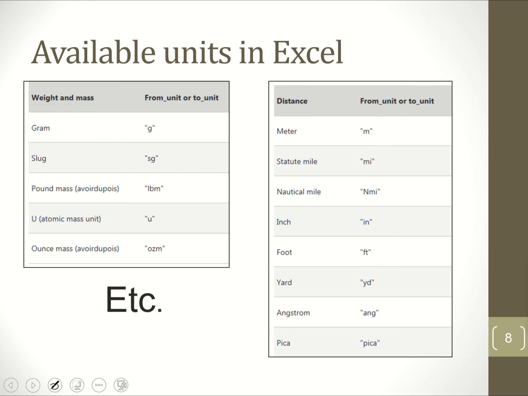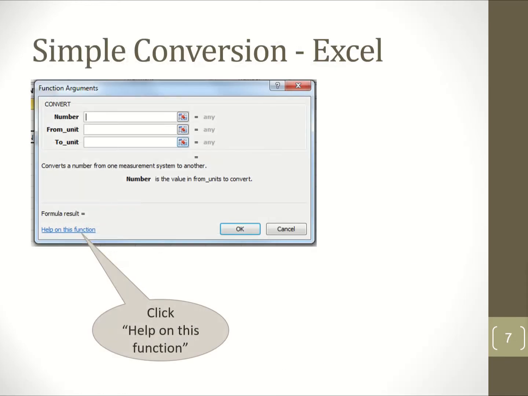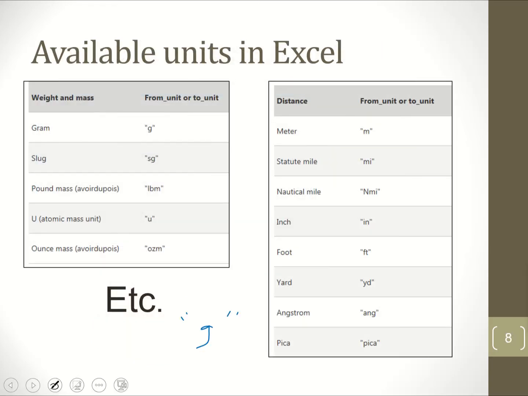There are different units we can use, and if you see, all these units are put into quotes. The first one is grams, then slugs, pound mass, and so on and so forth. These are all different units, and you can find all of them in this help function section, which will list them all out for you. And if you don't know, it kind of makes sense. You would do feet as FT or inch as IN, and usually it should work out.